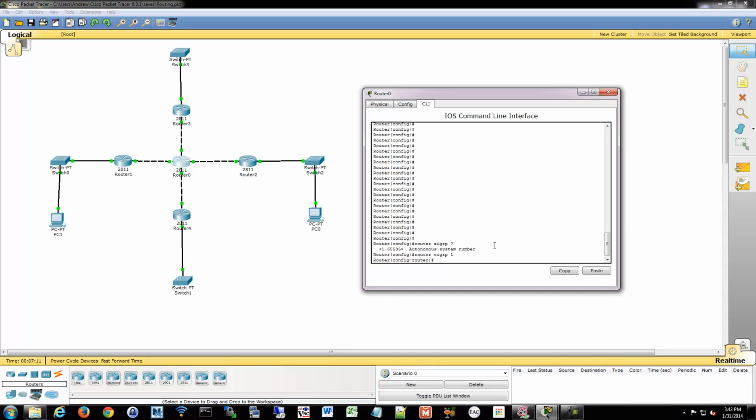We can then define a router ID, just like with OSPF. We can tell it router ID and define that, or we can let it automatically determine based on the highest IP address, or highest loopback, that would win over an IP address of an interface. I'm just going to leave it as is for now, since it's not necessary.